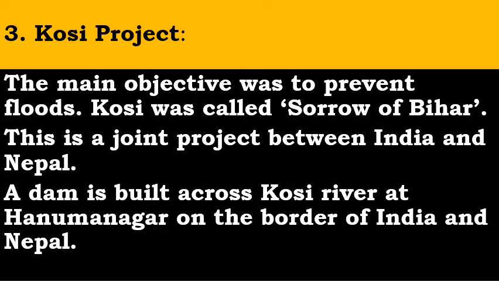Kosi Project. The main objective of Kosi Project was to prevent floods. Earlier it was called Sorrow of Bihar. This is an international project. It's a joint venture of India and Nepal. A dam is built across Kosi River at Hanumanagar on the border of India and Nepal.